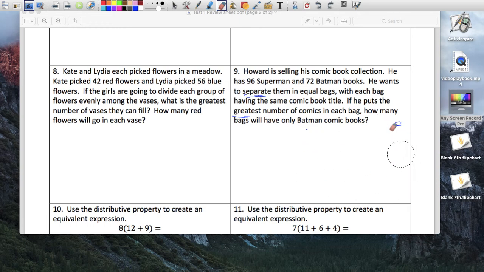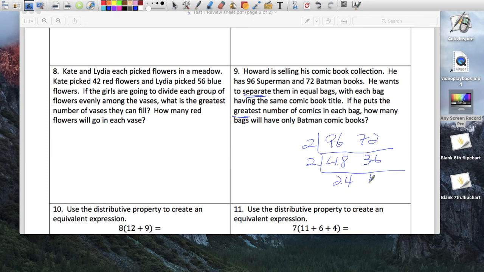We're going to start again because I did. That didn't make sense. So 96, 72. Let's use 2, 48, 36. I'm going to use 2 again. 24 and 18. There was this mistake, and we're going to use a bigger number. 6 is 4 and 3. Good. I'm happy with this. So the GCF is the product of all these 3 numbers, 2 times 2 times 6, which is 24. Okay, so that's the greatest number of comics he can put in each bag.